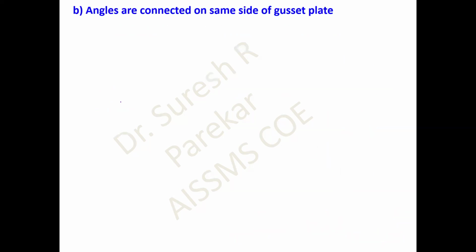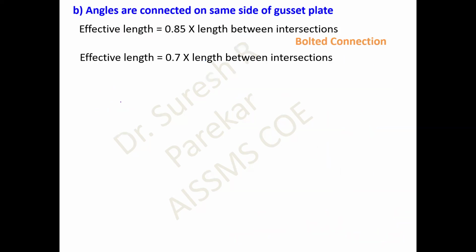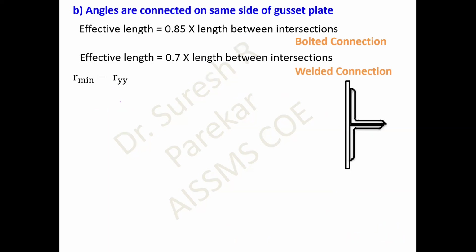So next, angles connected on the same side of the gusset plate. Now you can see we have them on the same side of the gusset plate. Here we again have two positions. This is the first position where we have these axes. This will be the y axis. In this case my y individual and y whole section are the same. Now z individual we have over here, and then we have to find z whole. So this will be z whole.